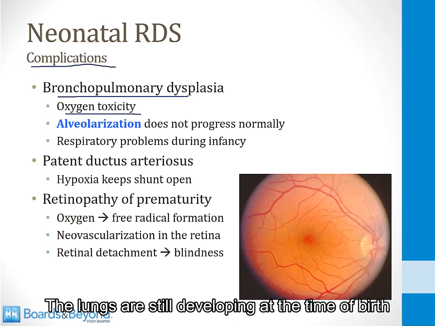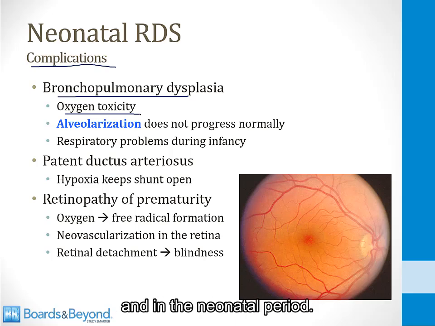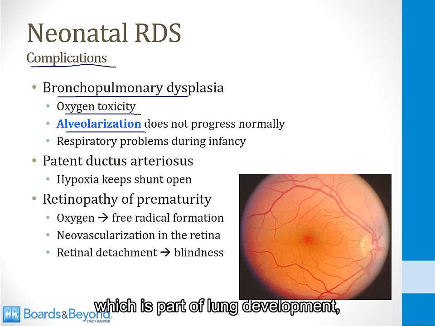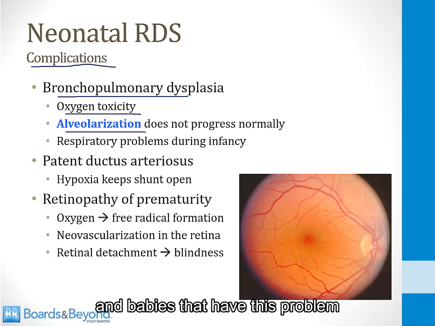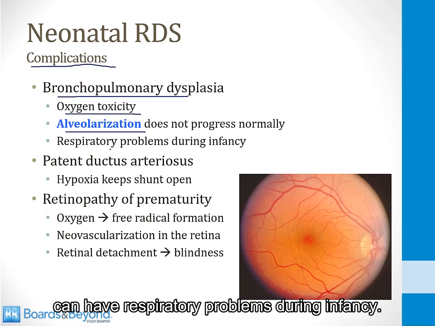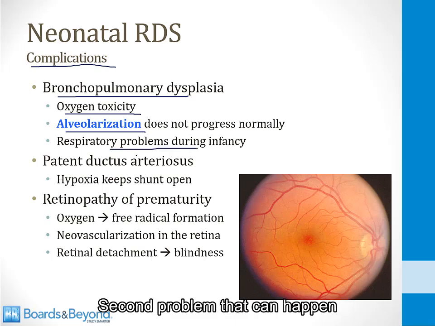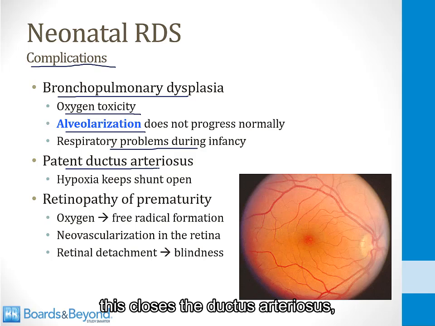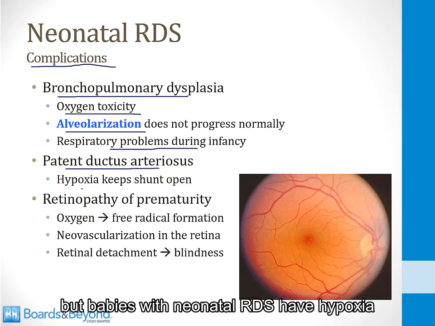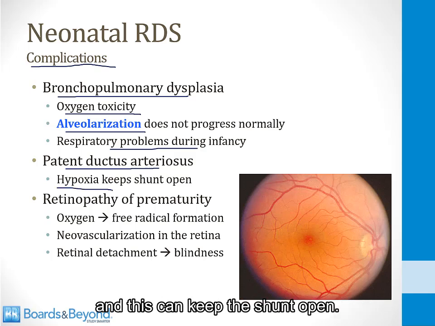The lungs are still developing at the time of birth and in the neonatal period. The process of alveolarization, which is part of lung development, does not progress normally, and that's what leads to bronchopulmonary dysplasia. And babies that have this problem can have respiratory problems during infancy. Second problem that can happen is a patent ductus arteriosus. So normally when oxygen levels rise, this closes the ductus arteriosus, but babies with neonatal RDS have hypoxia, and this can keep the shunt open.